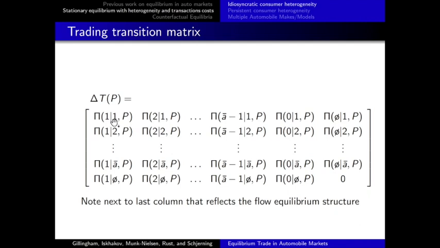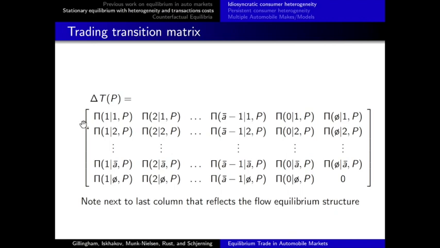Okay, so first column here is who is choosing age of car one and second one of car two. So you got one for each of those cars you can choose to buy. And then the next to last element is actually special here because it's reflecting the equilibrium flow structure: if you get rid of your car, well, someone must buy a new car, okay? And then these are the people, essentially the outside option, okay? And then there's one for each state, including the outside option, essentially. So this is the trade transition matrix.